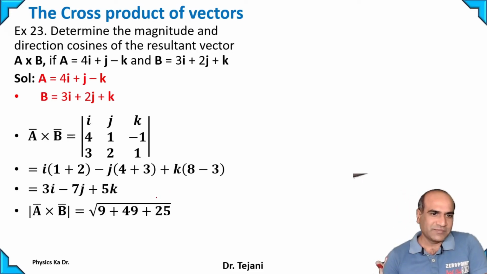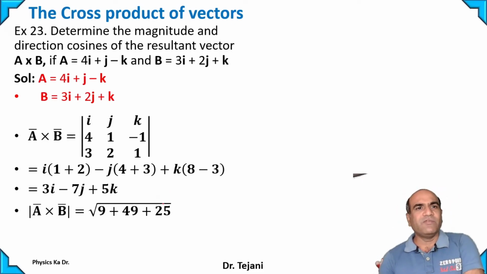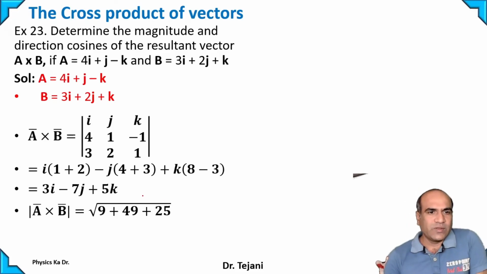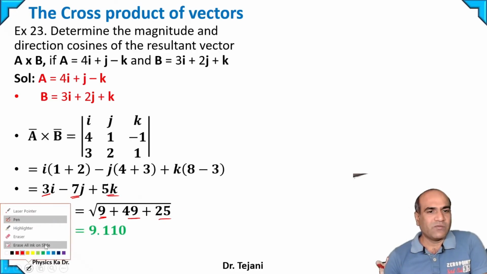That is the solution. Now we need the magnitude. That means we need the square of 3, that becomes 9, plus minus 7 squared becomes 49, and 5 squared becomes 25. The solution is 9.11.